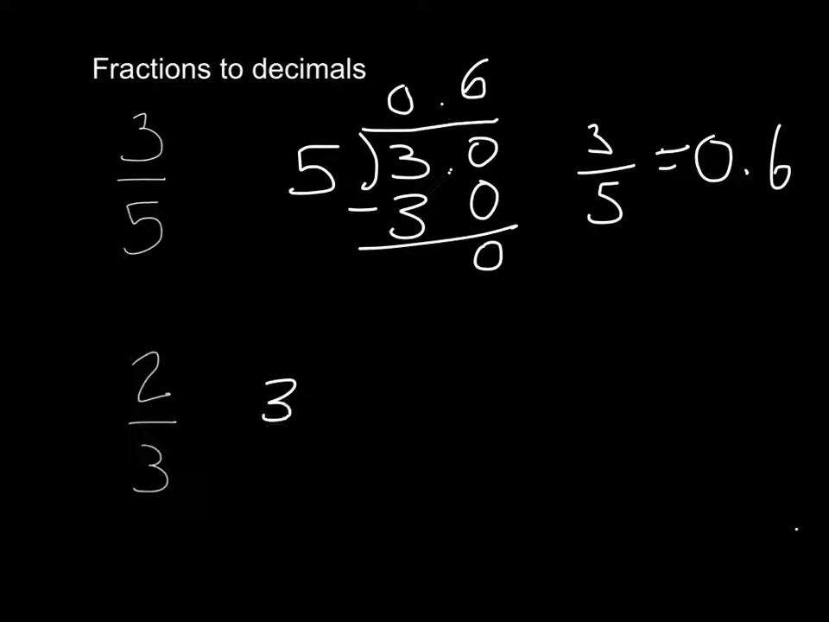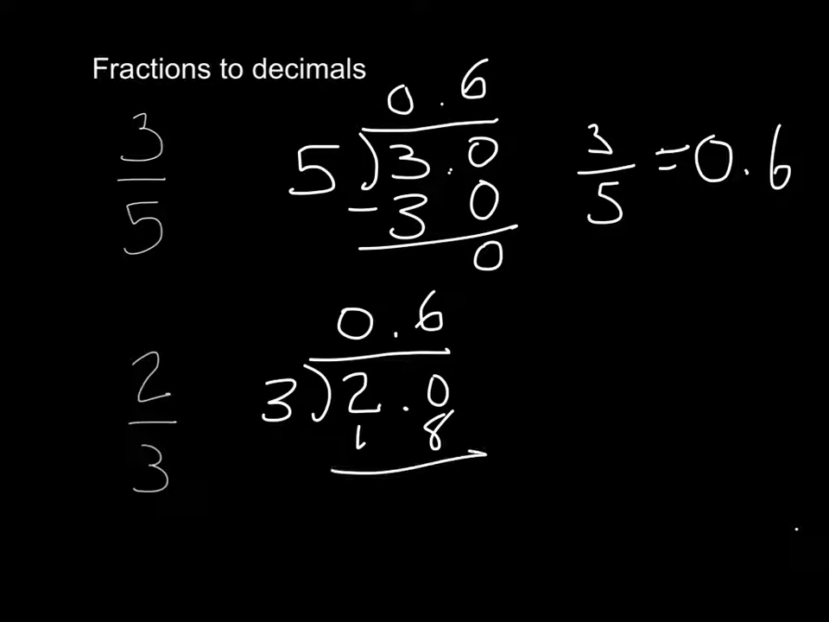All right, now we'll do the same thing with the next example here. We take the 3 and find out how many times it goes into the 2. It doesn't go into 2 at all, so I put a 0 there and bring up the decimal. 3 goes into 20 6 times. 6 times 3 is 18. Subtract that, I get 2 left over. Put in another 0, bring it down. 3 goes into 20 6 times.